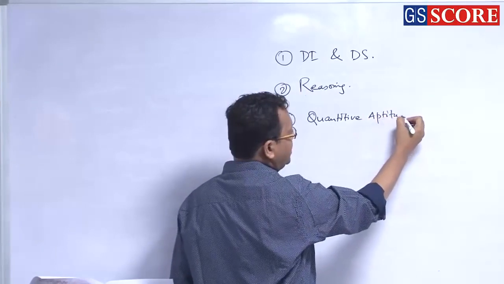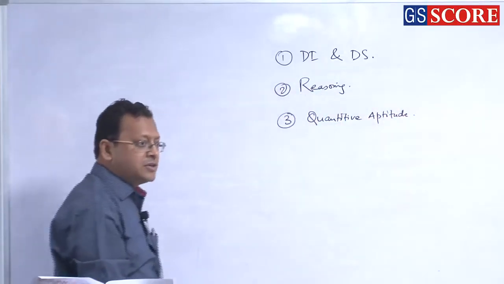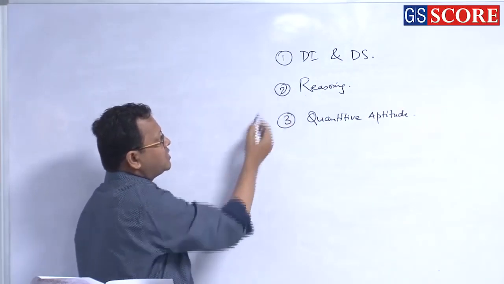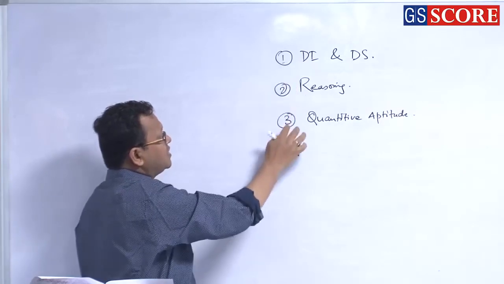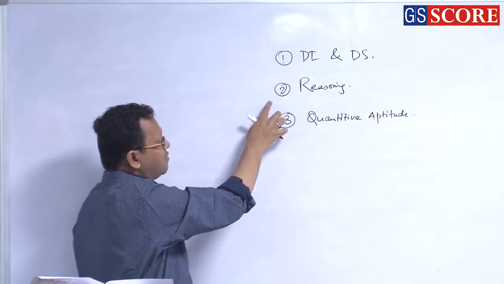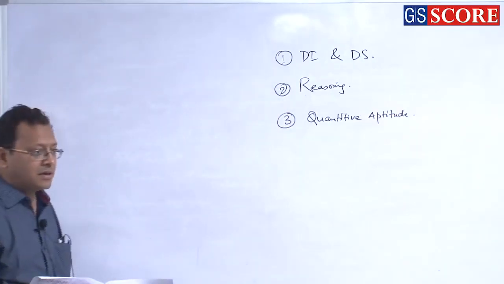Out of these three areas, the majority of questions are asked from the reasoning part. You must have seen the CSAT papers for the last 4 years. Majority of the questions are asked from here. The number of questions asked in these two sections combined is less than the number of questions asked in the reasoning section. Clear?